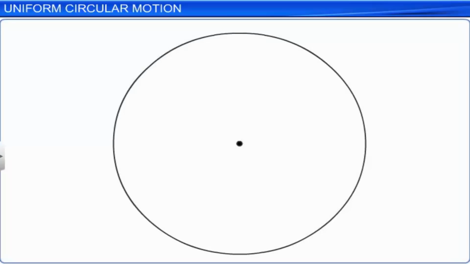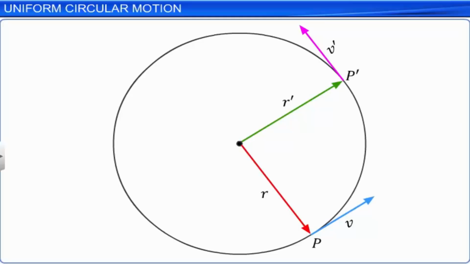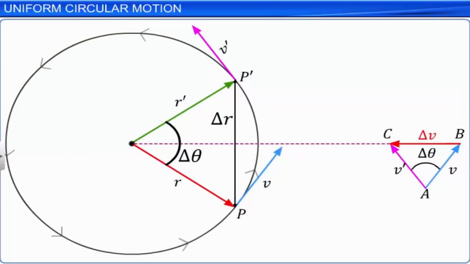Here, R and R' are the position vectors, and V and V' are the velocities of the body at points P and P'. As the body is moving in the circular path, the velocity vectors will be tangential to the circle at the points P and P'. The change in velocity delta V is obtained by using the triangle law of vector addition.